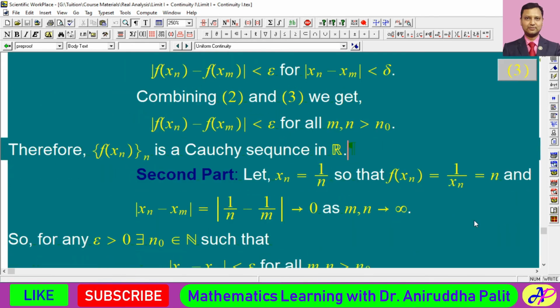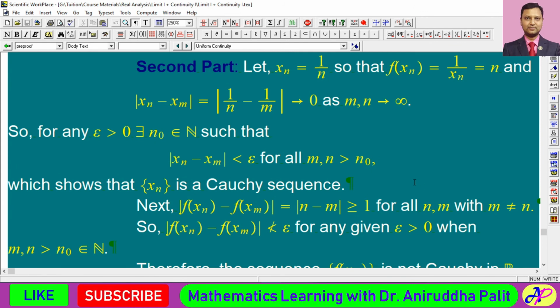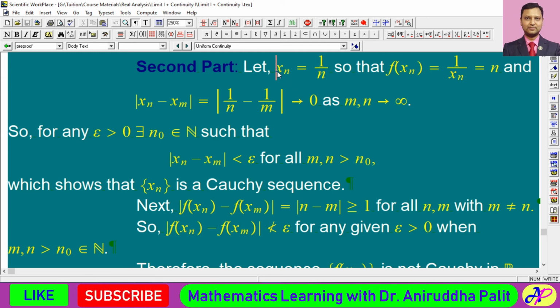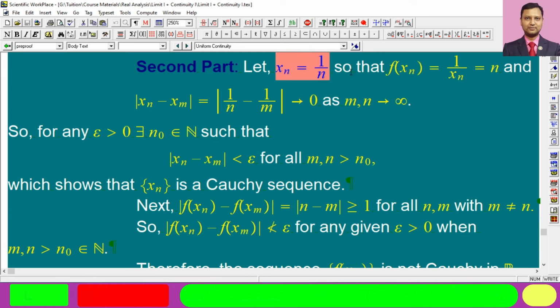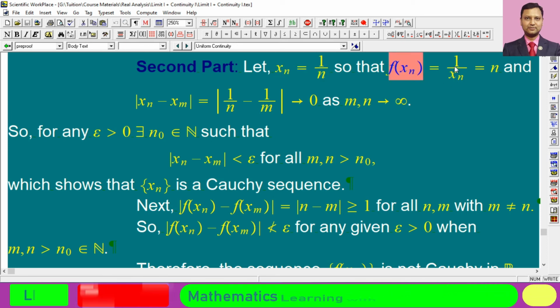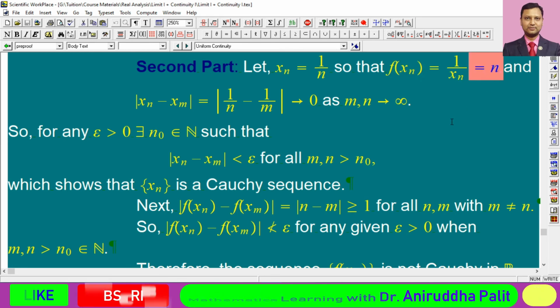Next, in the second part, we are going to show that f of x equal to 1 by x is not uniformly continuous. In order to prove this result, we suppose that xn is equal to 1 by n. f of x is equal to 1 by x, and therefore f of xn is equal to 1 by xn. We put x equal to xn in the relation of fx. So f of xn is equal to 1 by xn, and as xn is taken as 1 by n, 1 by xn is equal to n. So we can say that f of xn is equal to the value n.